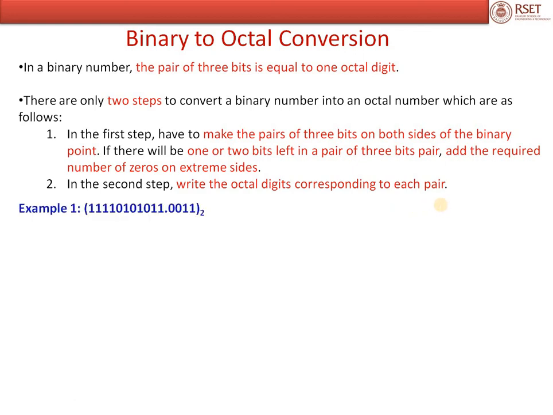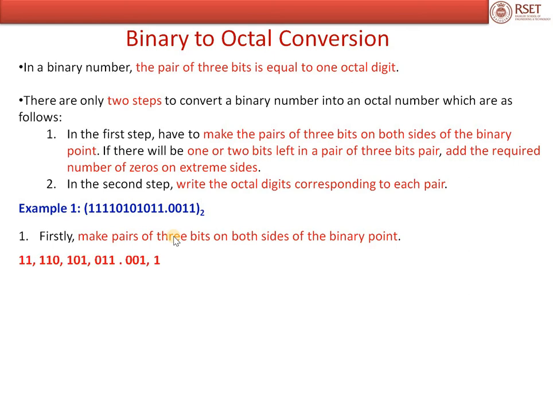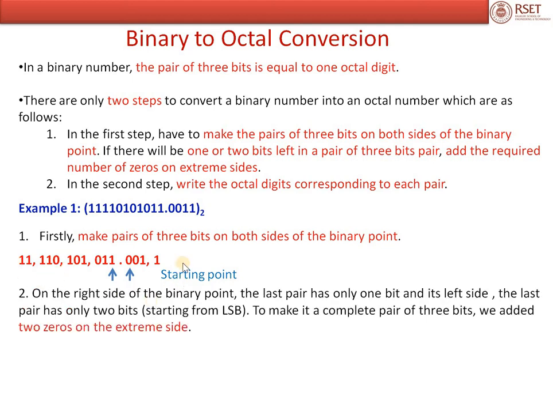For an example, consider this is a binary value. We need to convert this binary value into an octal number value. For that, first make pairs of 3 bits starting from this point. Pair of 3. And here, on the extreme side, there is a shortage of 1 zero. Here there is a shortage of 2 zeros. And we are adding 0 on the extreme side.